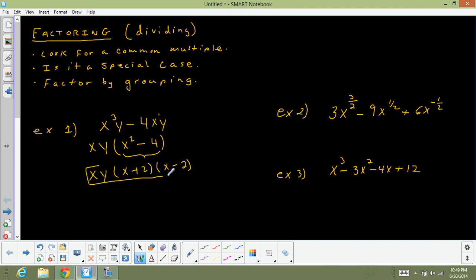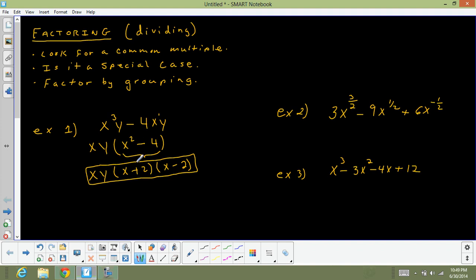Now notice we don't set each piece equal to 0 or anything like that. These are not equations that you're dealing with. They're expressions. There's no equal sign here, so we're not looking for an answer. We're not trying to say x equals 2 or x equals negative 2 or x equals 0. We're merely factoring the expression.